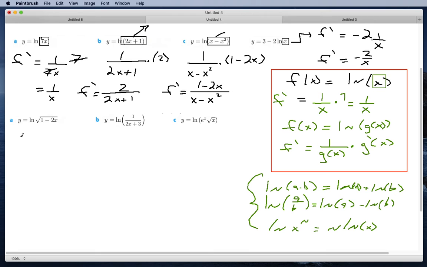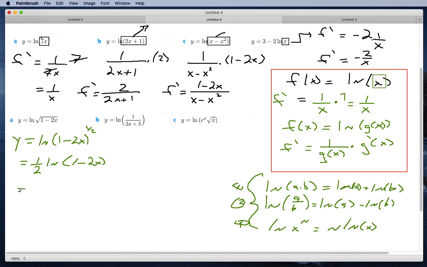So if we look at this here, the first thing I'm going to do is clean this up so I don't have this square root. So I'm going to have 1 minus 2x, like so. And then I'll call this rule number 1, rule number 2, and rule number 3. I'm going to use rule number 3 here, so I'm going to bring the 1/2 out in front. I have yet to derive. All I've done is clean this up.